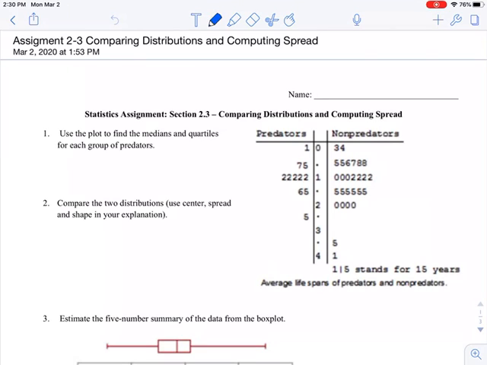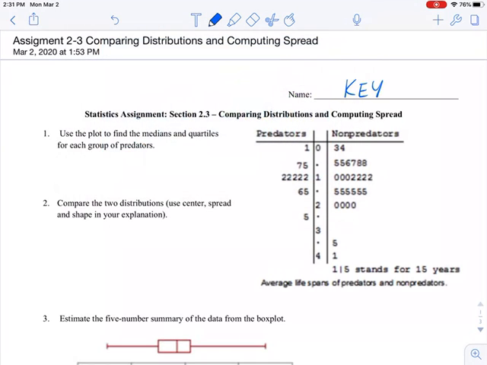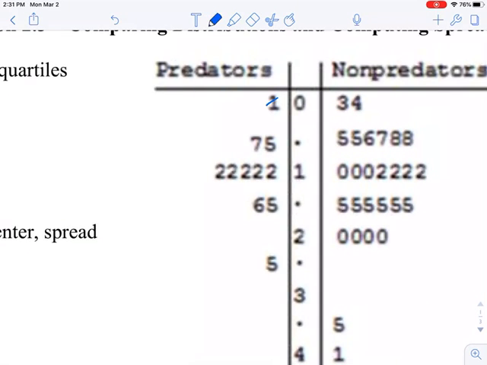In this video, we will go through Statistics Assignment 2.3. The first question asks us to use the plot to find the medians and the quartiles for each group of predators. So what I like to do when I do this is I mark off the numbers as I go. So the lowest number here in the predator group is 1, and the highest number is 25.